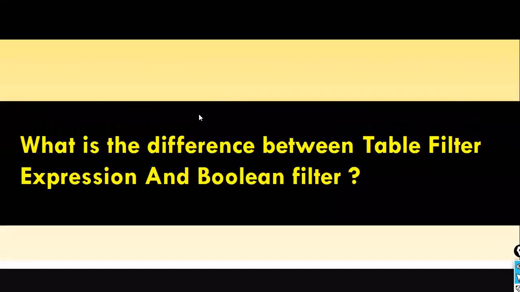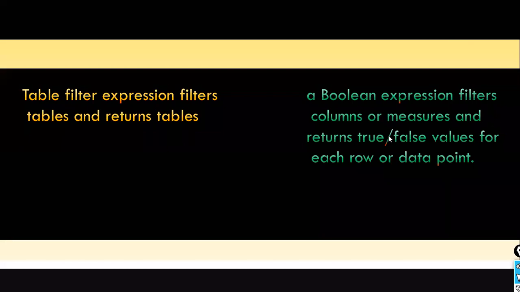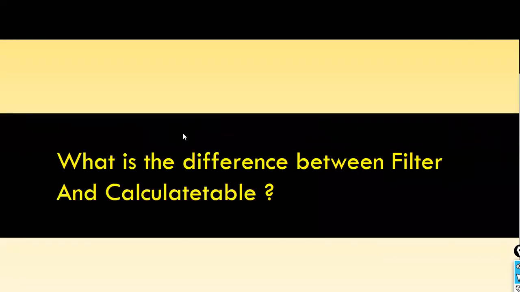The difference between table filter and boolean filter is that the boolean expression filter filters columns or measures and returns true or false values for each row or data point, whereas the table filter expression filters tables and returns tables. That's all. Okay. What is the difference between filter and calculate table?